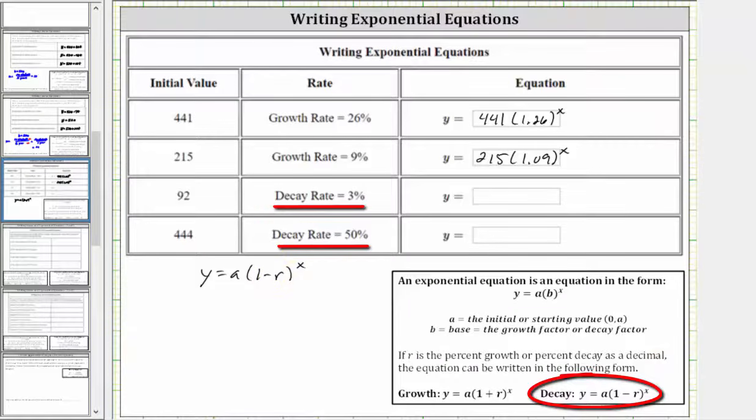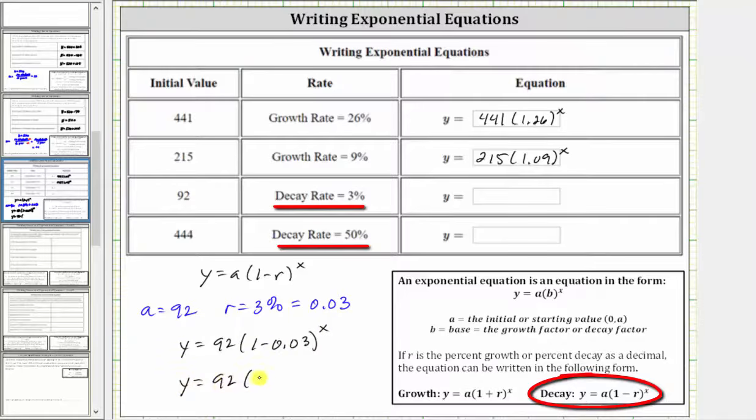So in the third row, the initial value is 92, a is equal to 92. The decay rate is 3%, so r is equal to 3%, which as a decimal is 0.03. And again, we have exponential decay, and therefore the equation is y equals 92 times the quantity 1 minus r, which is 1 minus 0.03 raised to the power of x. Simplifying, 1 minus 0.03 is 0.97, giving us y equals 92 times 0.97 raised to the power of x.